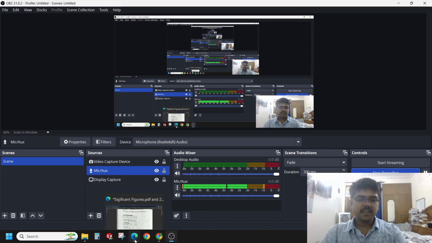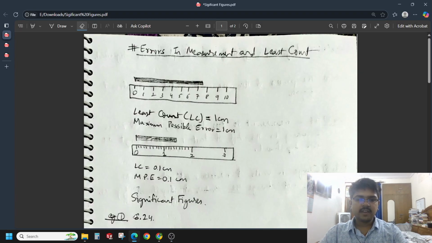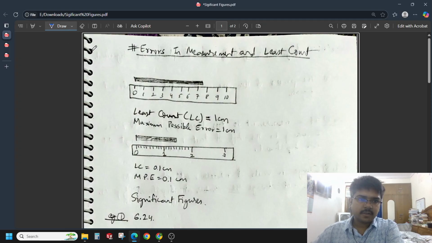In this lecture series, we will study class 11 and 12 physics and also be solving JEE Mains and Advanced problems. So the very first lecture is on chapter 1, that is measurement and errors. So I'll write it down: measurement and errors.